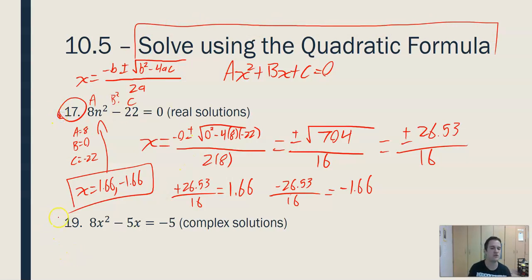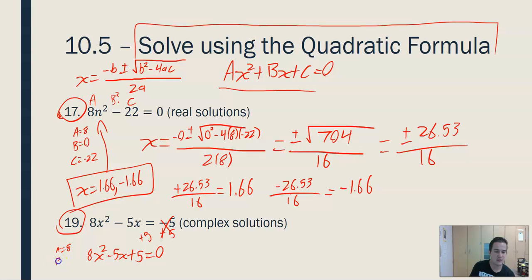That one had real solutions. Number 19 on your review worksheet, this one's going to have complex or imaginary solutions. So I'll start by putting this in standard form. I'm going to add 5 on both sides. So I'm going to get 8x squared minus 5x plus 5 equals 0. This is now in standard form. I have a equals 8, b equals negative 5, c equals positive 5. Let's plug this in to the quadratic formula, and it'll give me my solutions, my answers here.